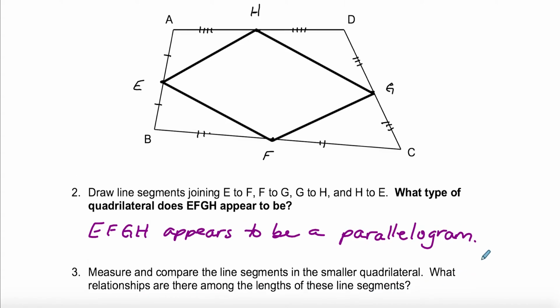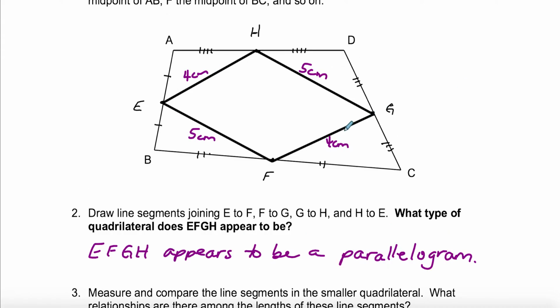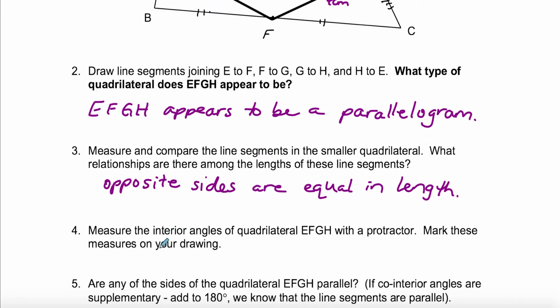You could print this sheet out yourself, get a ruler, and measure to make sure that these are actually the midpoint of each line segment. When I measured the line segments inside on paper, I found that this side was 4 centimeters and this side was 4 centimeters. Then I found that the opposite sides were each 5 centimeters. That goes in line with thinking that this is a parallelogram, just because the opposite sides are equal in length. Then it says measure the interior angles of the quadrilateral with a protractor.